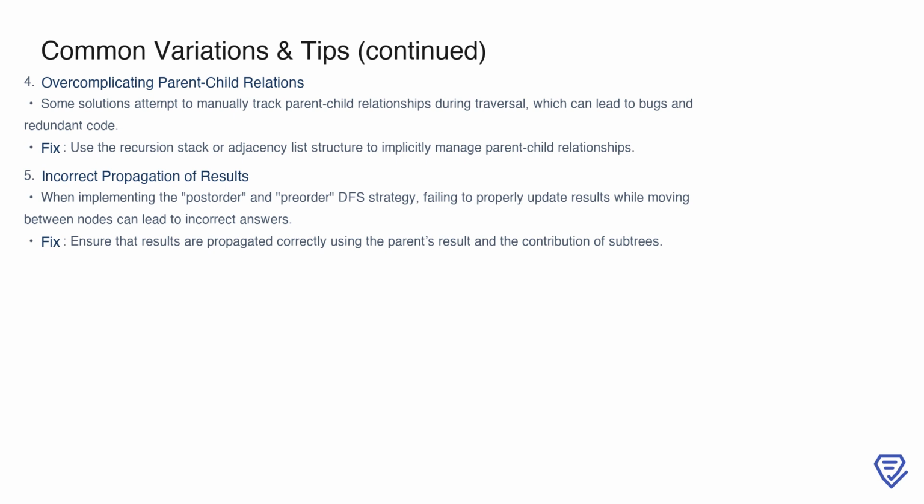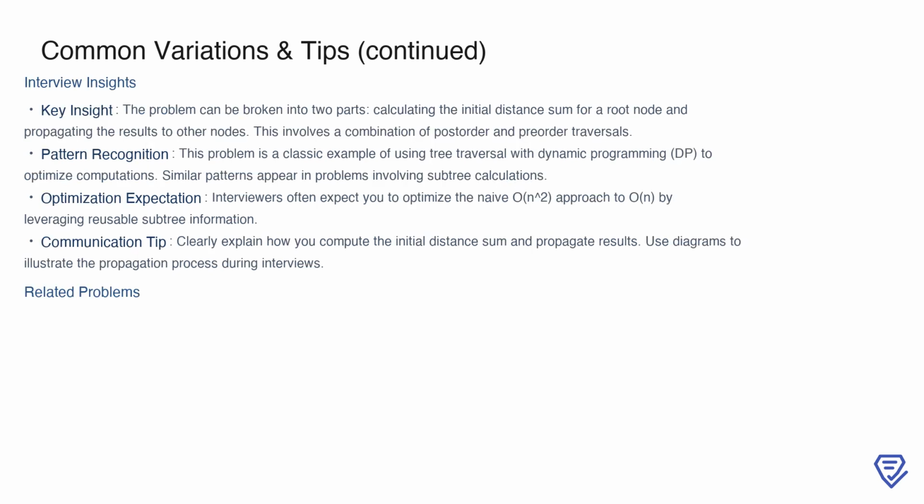The sum of distances in tree problem often appears in interviews because it tests your ability to optimize computations using tree properties. The key insight here is that the problem can be split into two parts: first, calculating the initial distance sum for a root node, and second, propagating the results to other nodes. This is typically achieved using a combination of postorder and preorder traversals. Recognizing this pattern is essential, as it represents a classic example of using dynamic programming on trees. Similar techniques can be applied to other problems involving subtree calculations.